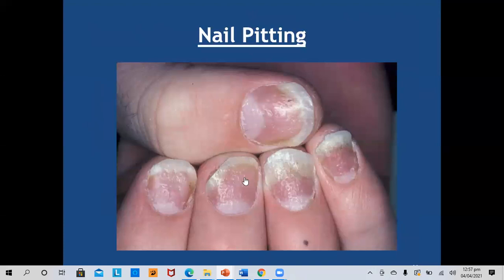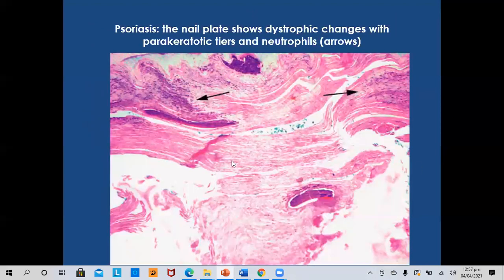You can see the nail pits. These nail pits are of irregular shape and size, associated with onycholysis, and there is an oil drop sign here. So these are the psoriatic nails.